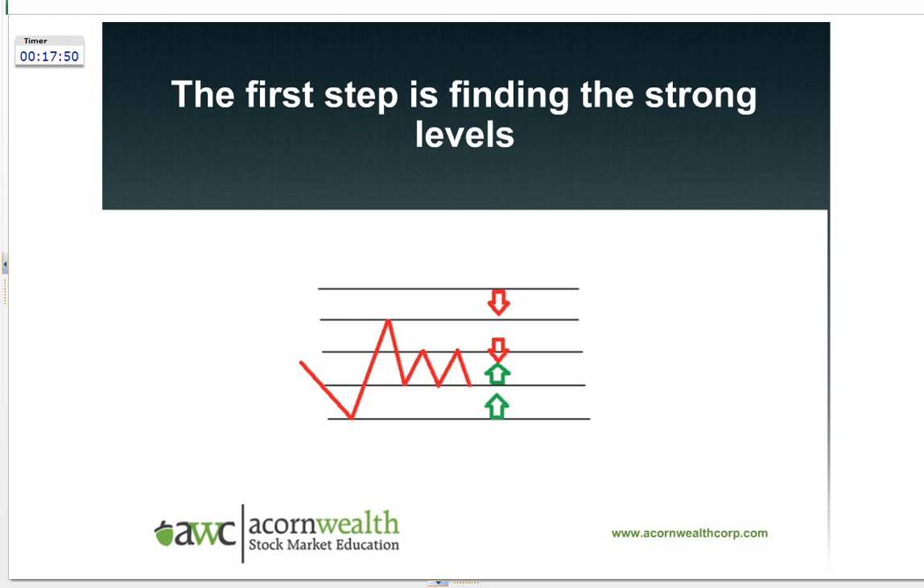Now, this chart is obviously a hypothetical drawing I did last night. You can see that this stock has come down, bounced off this bottom support line, and then gone up to hit the resistance, retraced, bounced, and come back down, and it ended up here.